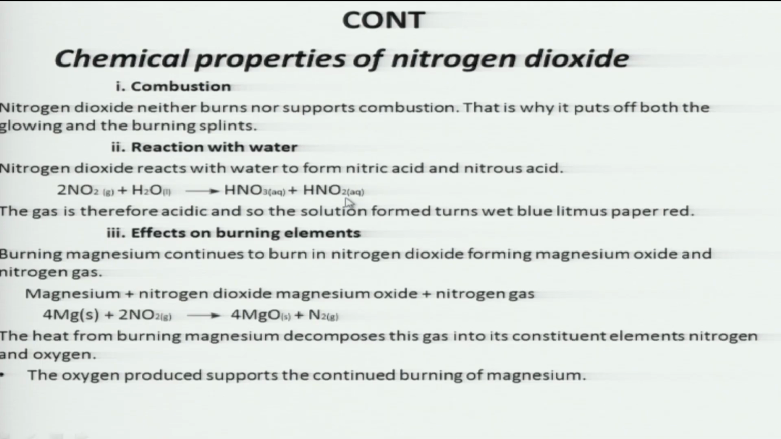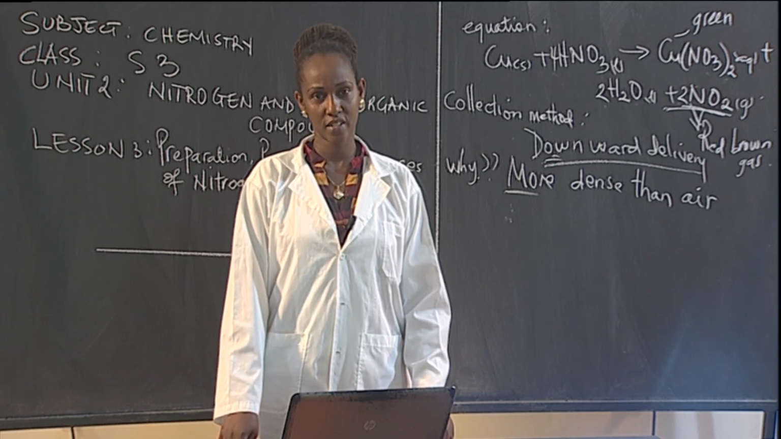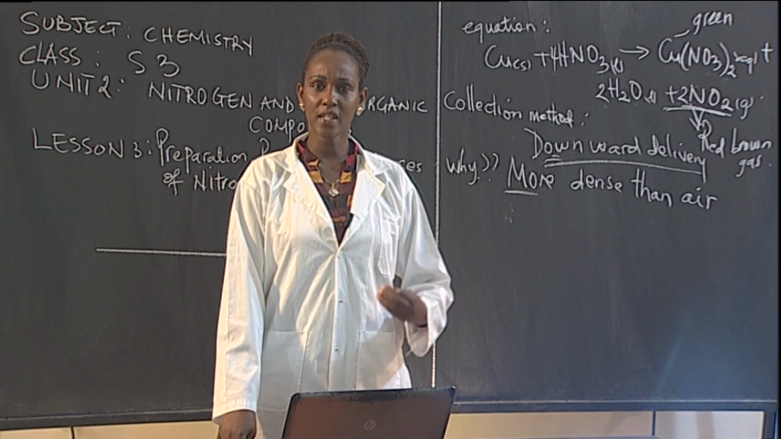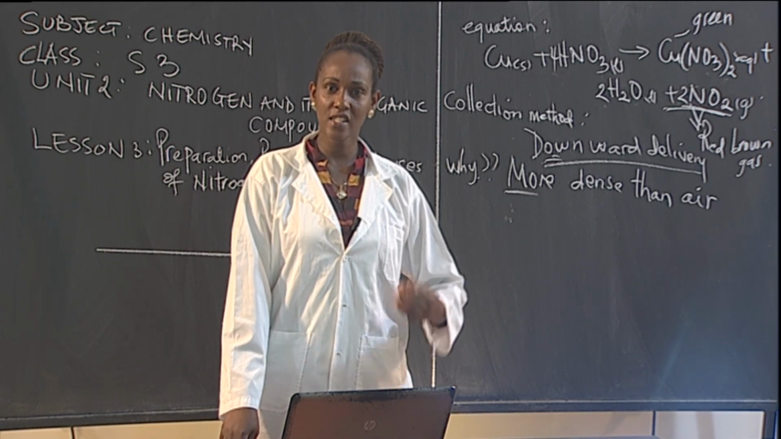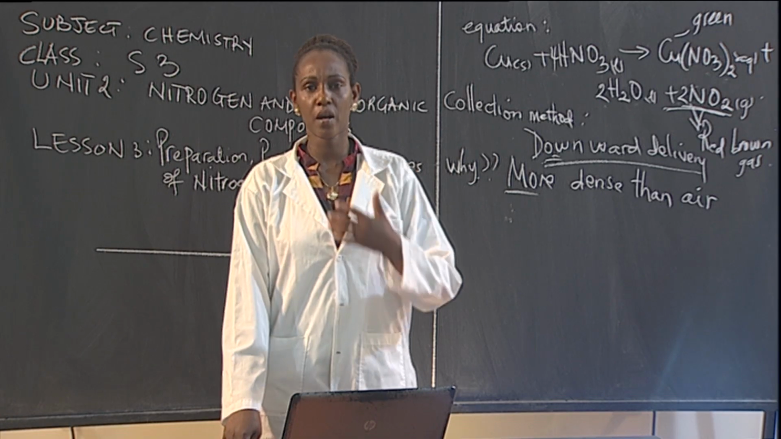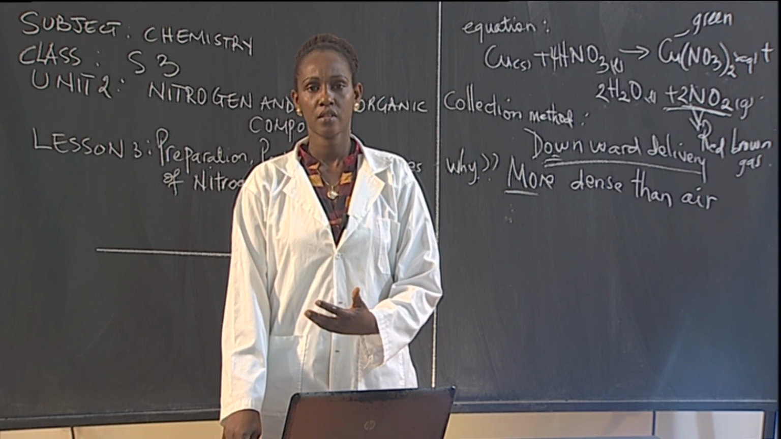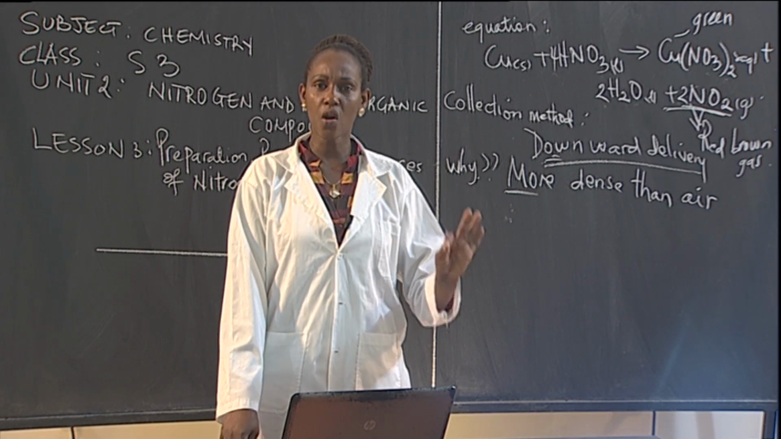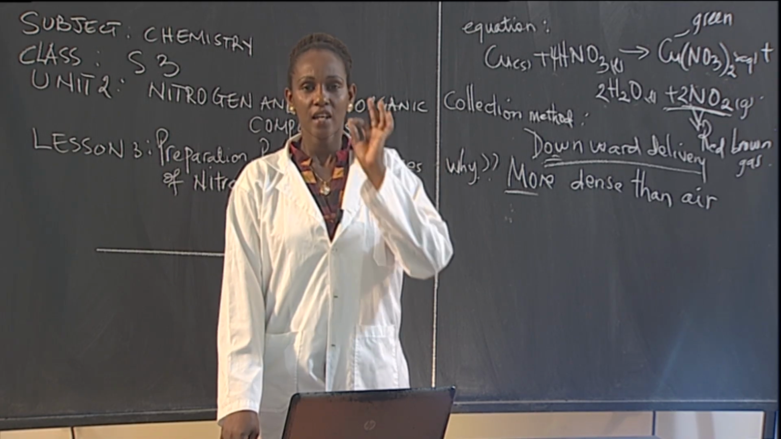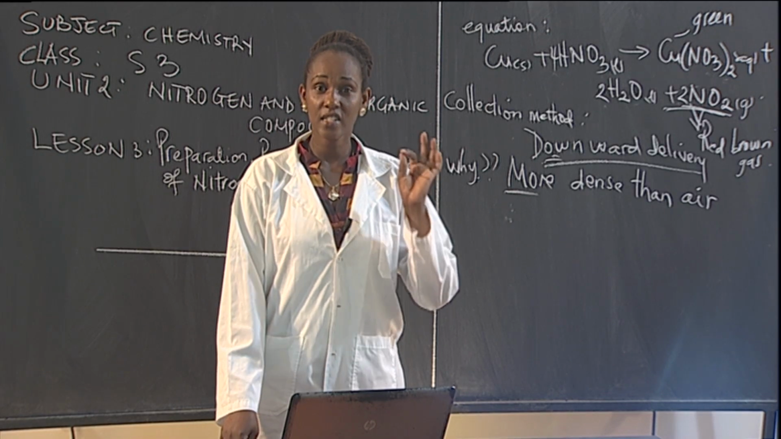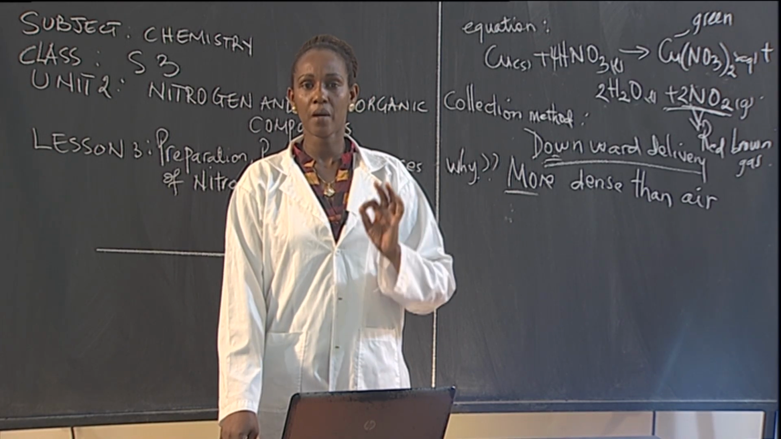Another thing you can add here: when we talk of nitrogen dioxide, since it is one of the acidic gases, it turns wet blue litmus paper red. You remember the properties of acids. Acids turn wet blue litmus paper red. So in this case, because nitrogen dioxide gas is an acidic gas, it turns blue litmus paper red.